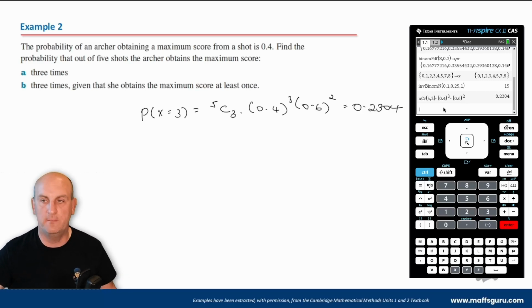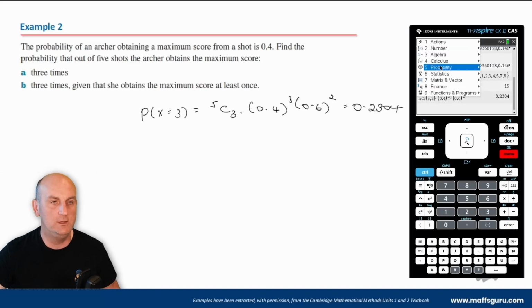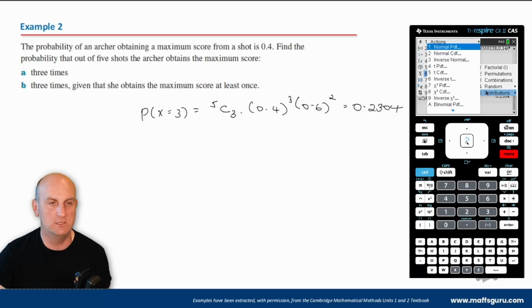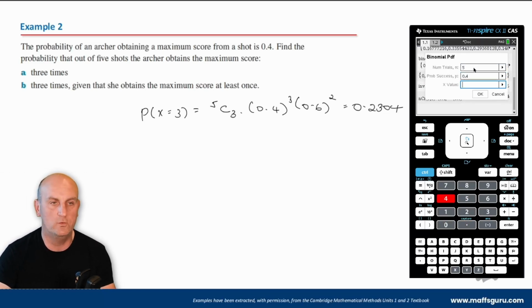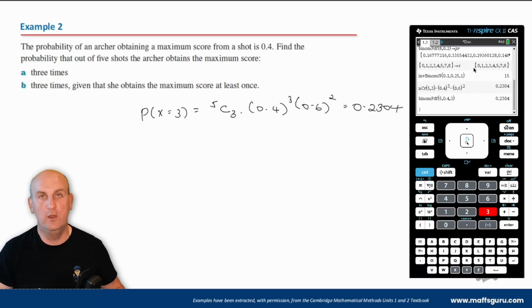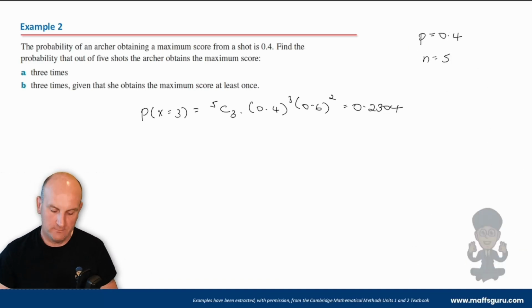0.2304. I'm going to check that on my calculator with the menu, probability, distributions, binomial, what do we want? CDF? No, PDF for one value. Number of trials, 5. Probability of success, 0.4. X value 3. Hit enter and hit enter again. And 0.2304. There we go. Cool. Love it. Now, we then get to conditional probability.